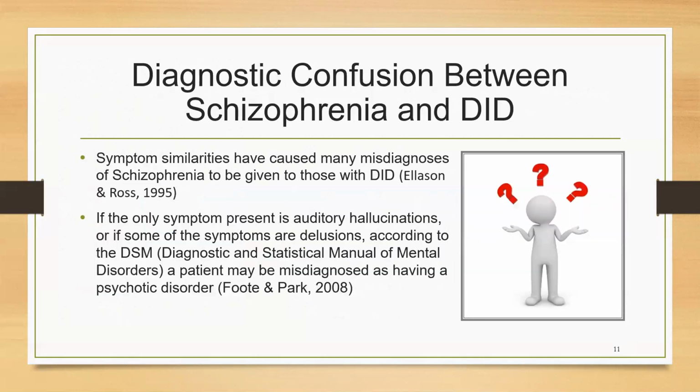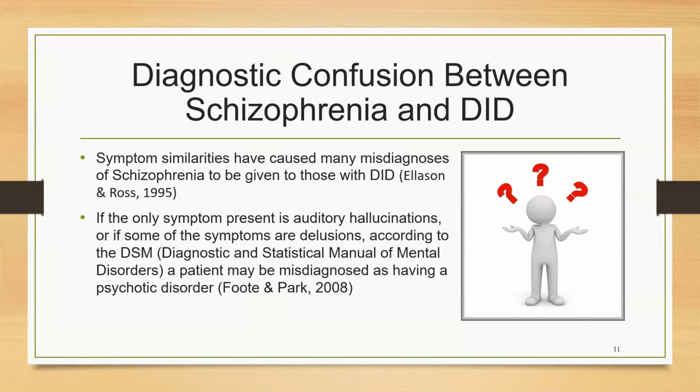Due to these similarities, it has led to diagnostic confusion between schizophrenia and DID, which has caused many misdiagnoses of schizophrenia to be given to those with DID. Many patients who were later discovered to have DID, or diagnosed with DID, were first diagnosed with schizophrenia beforehand.